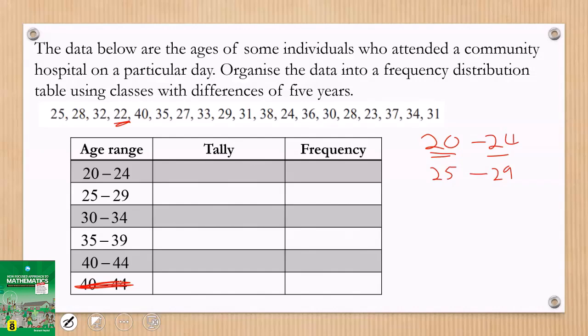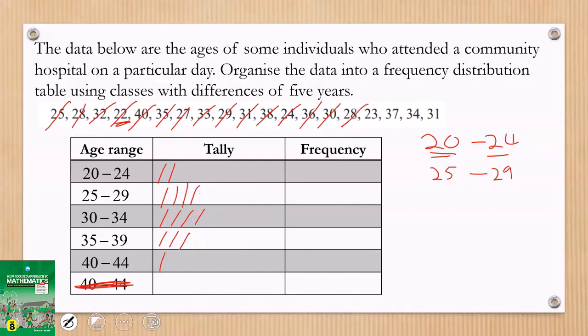From 20 to 24, here we cross the first 25 and it falls within this category. 28 comes here. 32 is in this category. 22 is in that category. 40 is in this category. 35 is in this category. 27 is here. 33 is here. 29 is here. 31 is here. 38 is here. 24 is here. 36 is here. 30 can be found here.